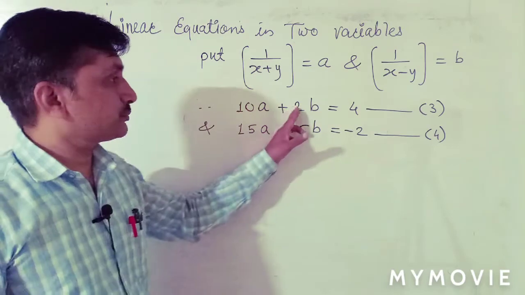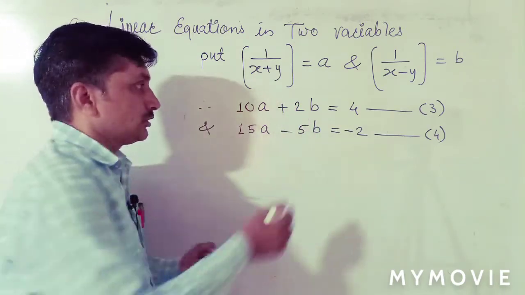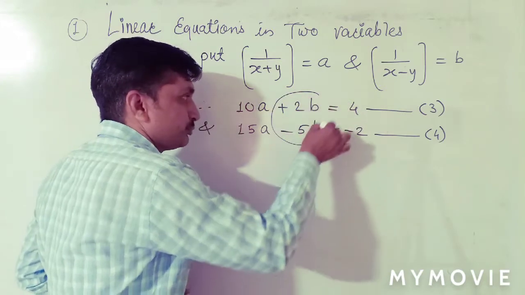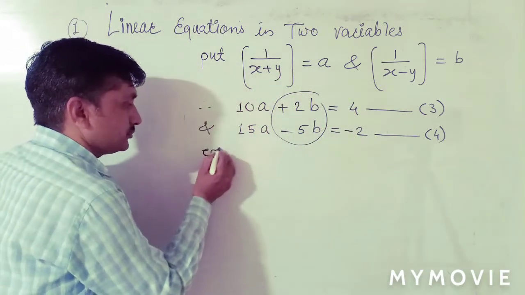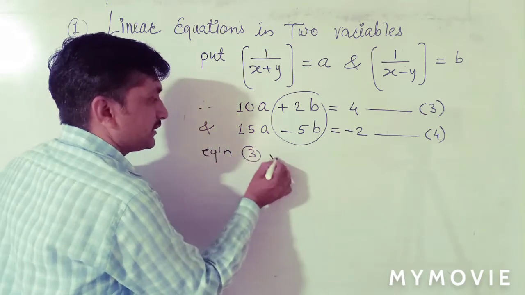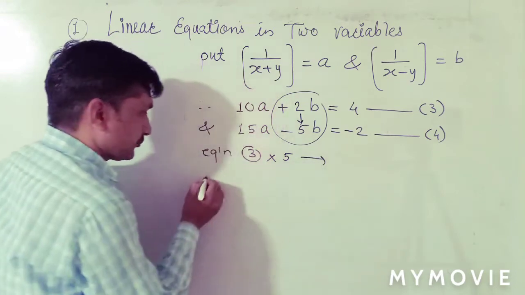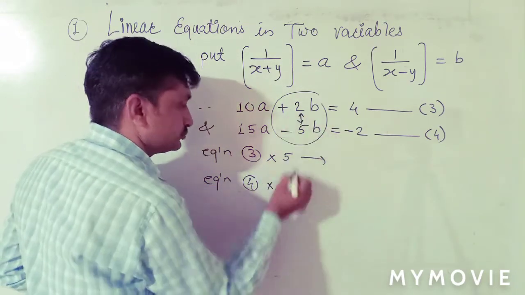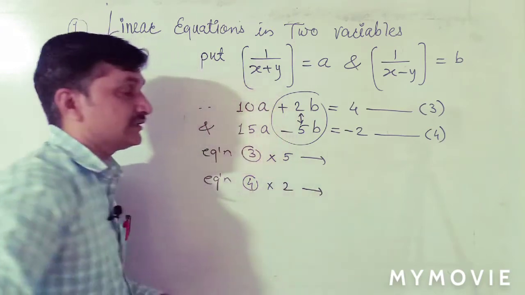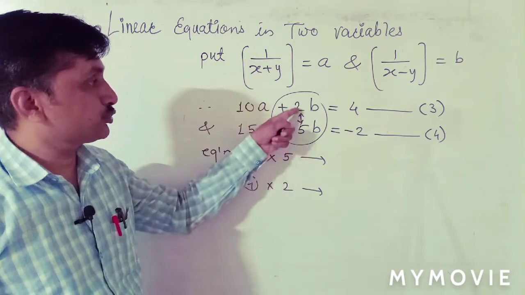Now we have to solve equations number 3 and 4. We have to equate any one of the variables. Here we will equate b, it is easy for addition. Equation 3 multiplied by 5 and equation 4 multiplied by 2, which means we interchanged the coefficients of b. Equation 3 into 5, equation 4 into 2.